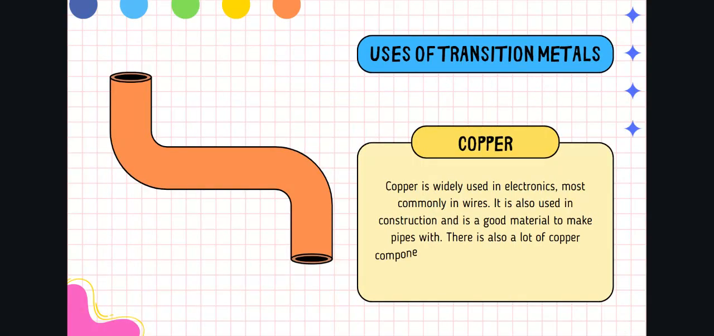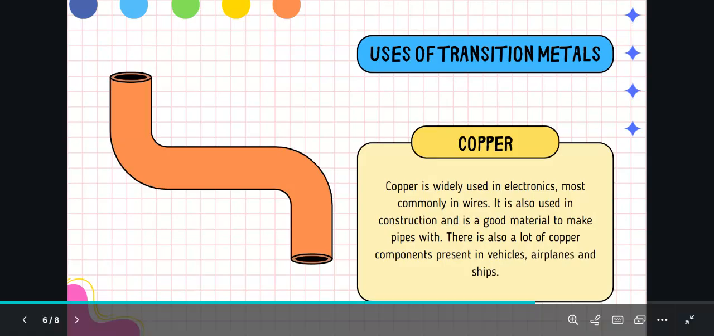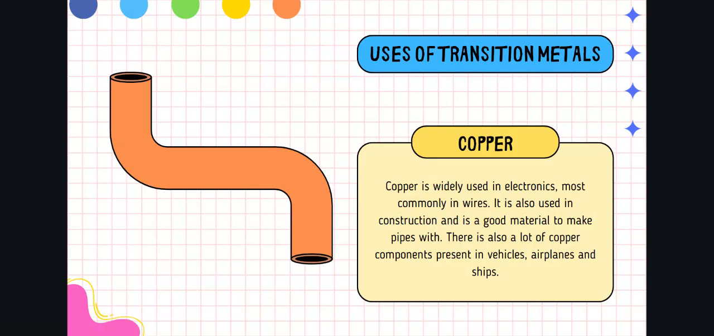Now let's learn about some of the uses of transition metals, starting with copper. The most widely used copper is used in electronics and in wires. It's also a good construction material, though many people don't use it other than to make pipes. And there are also a lot of copper components present in vehicles, like airplanes and ships, to stop them from rusting, which is why many things don't use actual iron, but rather copper and other materials.